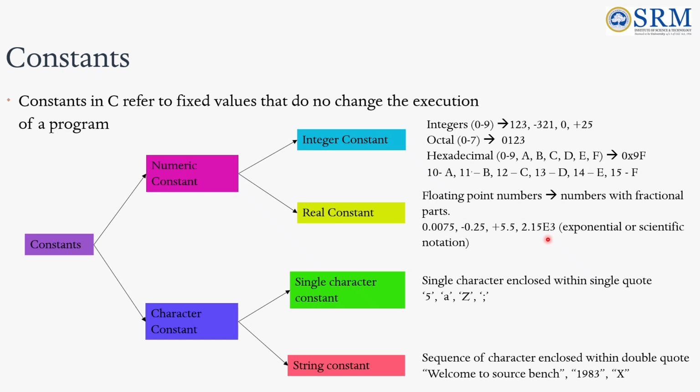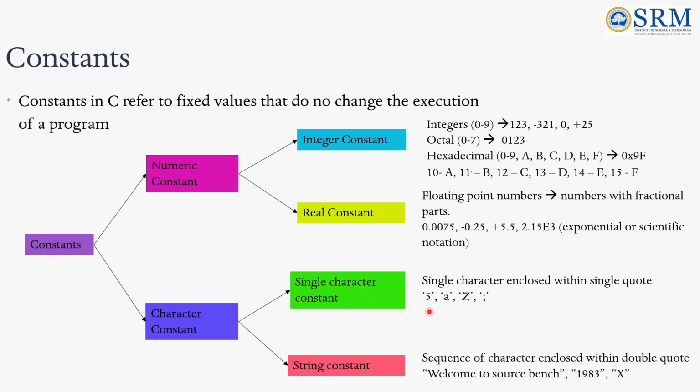This E can be written in lowercase as well as in uppercase. So the next constant is character constant. Here it is classified into single character constant and string constant. Single character constants are those which are enclosed within single quotes. Here is the example, 5 enclosed within single quote.